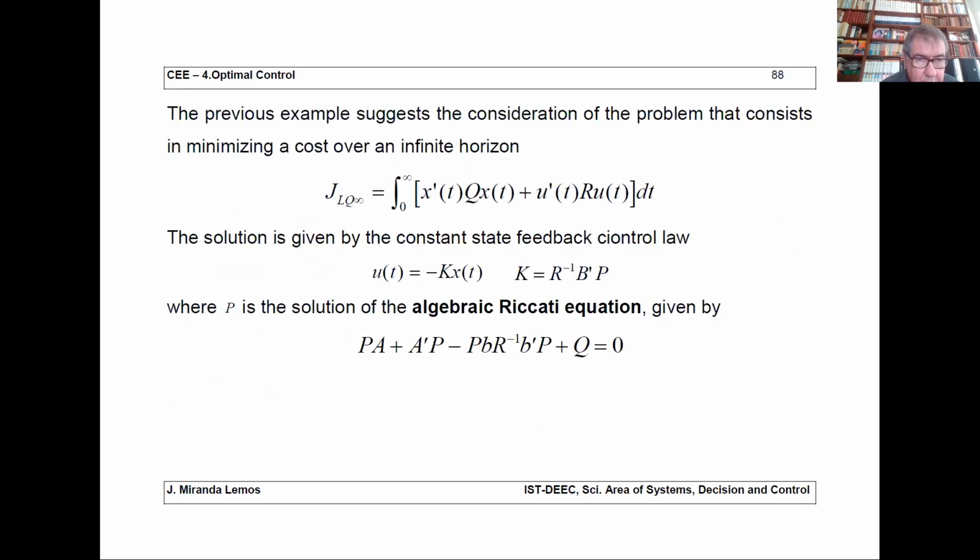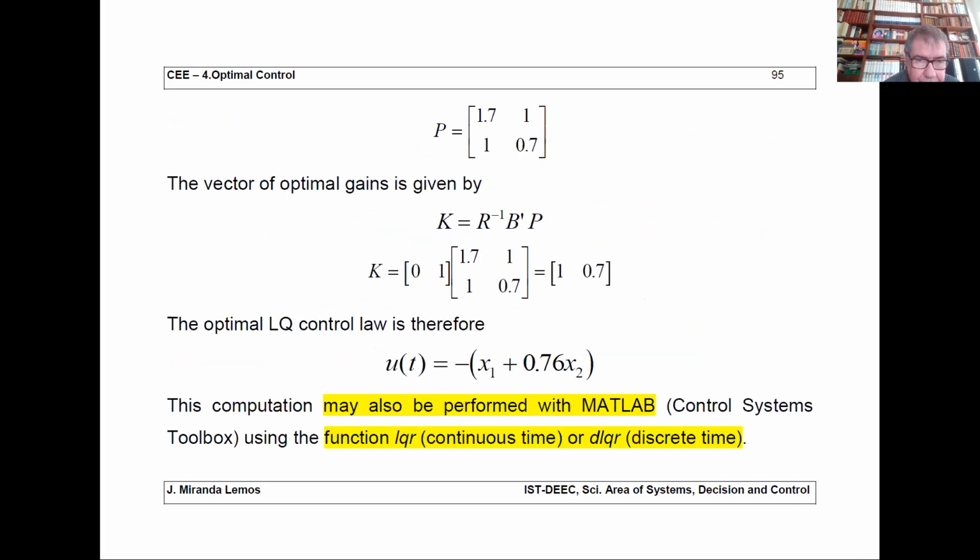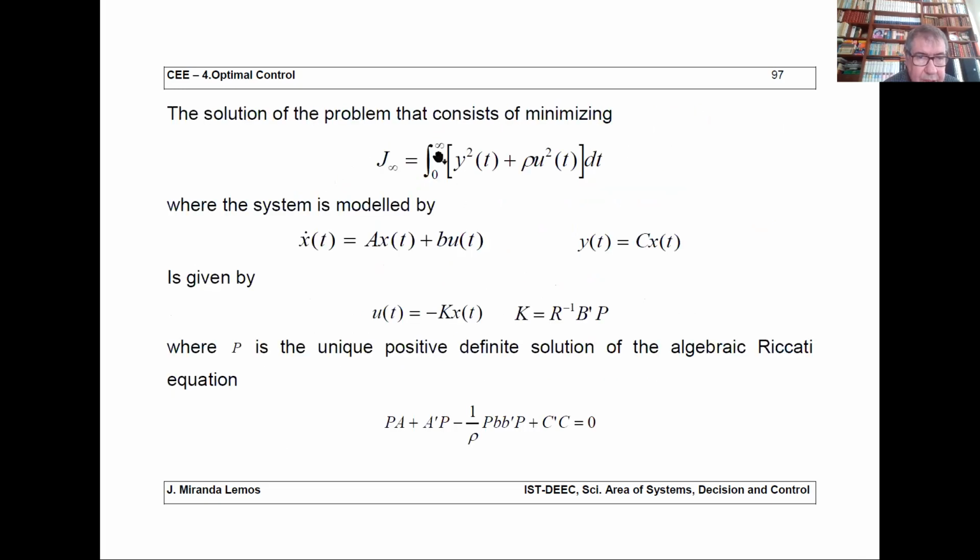the result when we solved this problem. The solution was a feedback of the state, where the feedback was computed from this expression where P is the positive definite solution of the so-called algebraic Riccati equation. Now you make Q equals to C transpose C, and you get the solution when you replace x transpose Qx by y squared. So the result is this one.